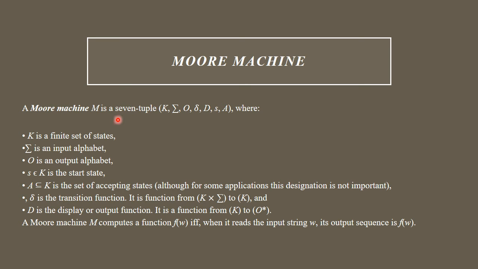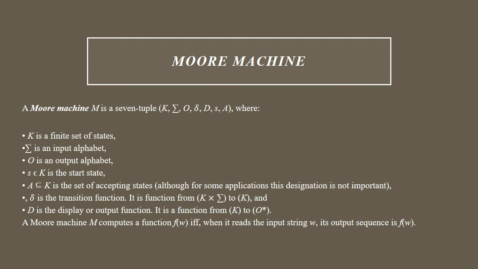Moore machine definition. M is a 7-tuple. Here Moore machine M is a 7-tuple K, sigma, O, delta, D, S, A, where K is a finite set of states, sigma is the input alphabet, O is output alphabet, S is the start state, A is the accepting state, delta is the transition function which is mapped from K cross sigma to K, and D is the display or output function. It is a function from K to O star. So, Moore machine M computes a function f of W if and only if when it reads the input string W, its output sequence is f of W.